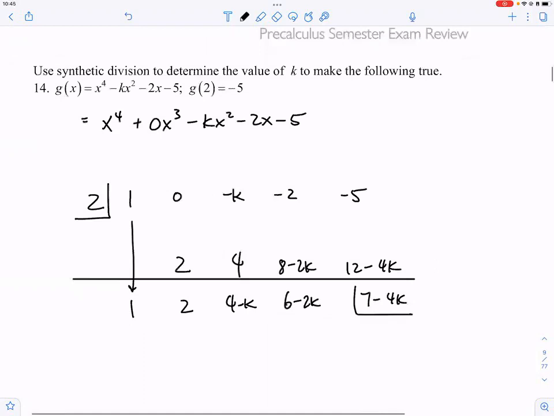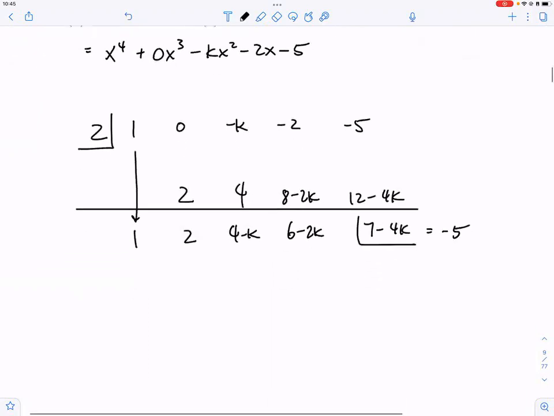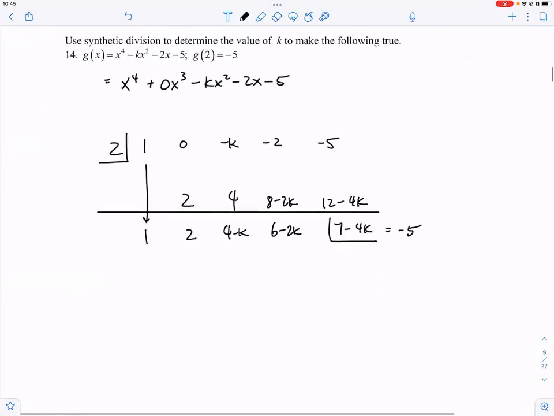And what do we know about the remainder? It must equal -5. That's what's given here. So it's very similar to the earlier question. So 7 minus 4k is equal to -5. So subtract 7 on both sides, and you have 3 as a result.